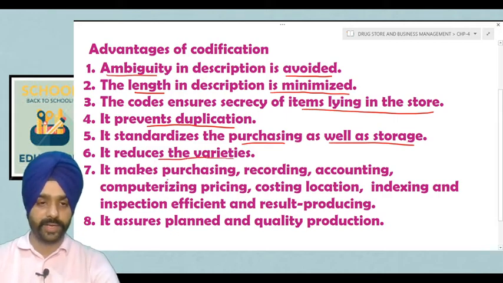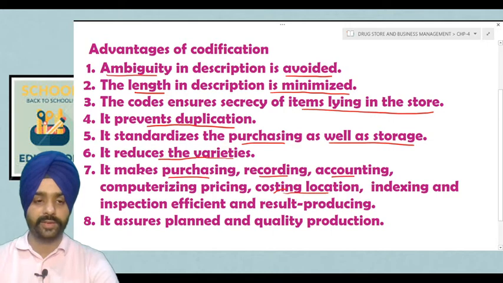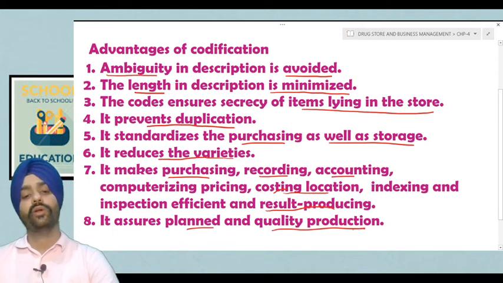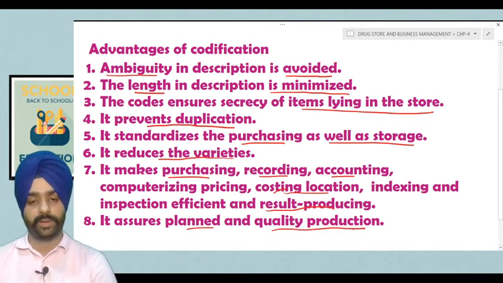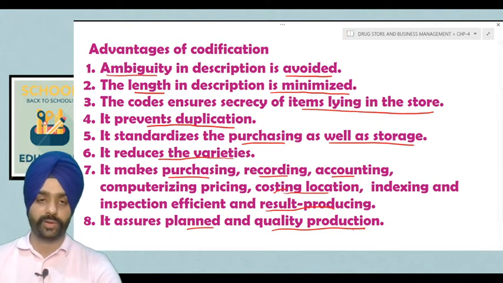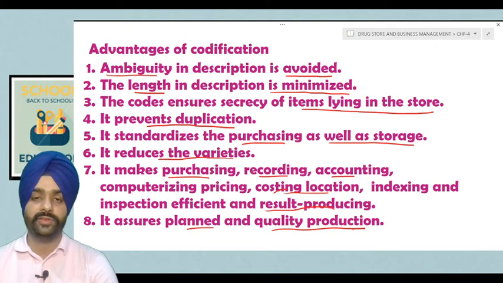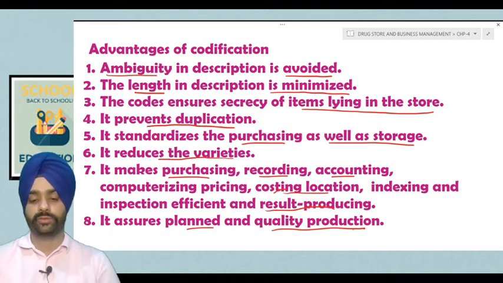It makes purchasing, recording, accounting, costing, location, indexing, and inspection efficient and result producing. So it assures planned and quality production. Overall, codification helps in better planning and quality production. So codification is an essential feature of a retail drugstore.